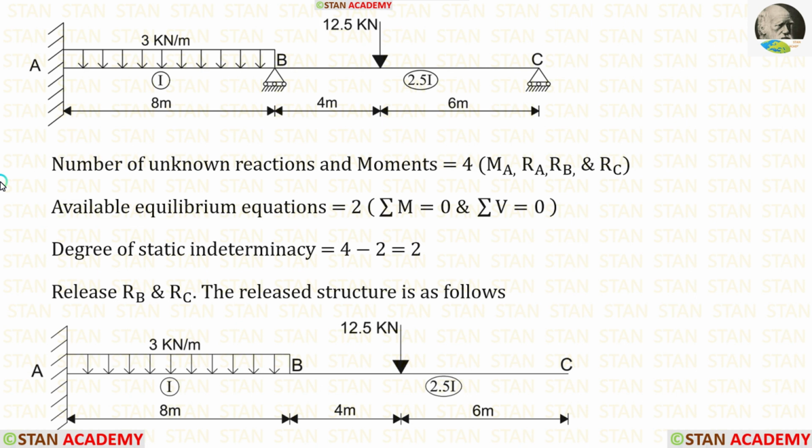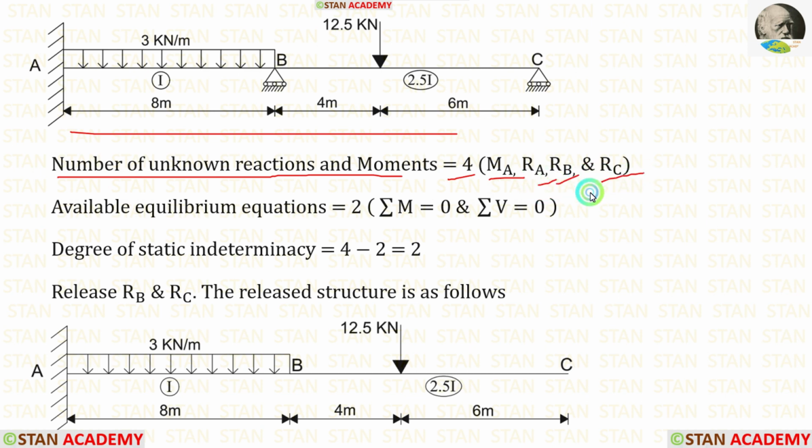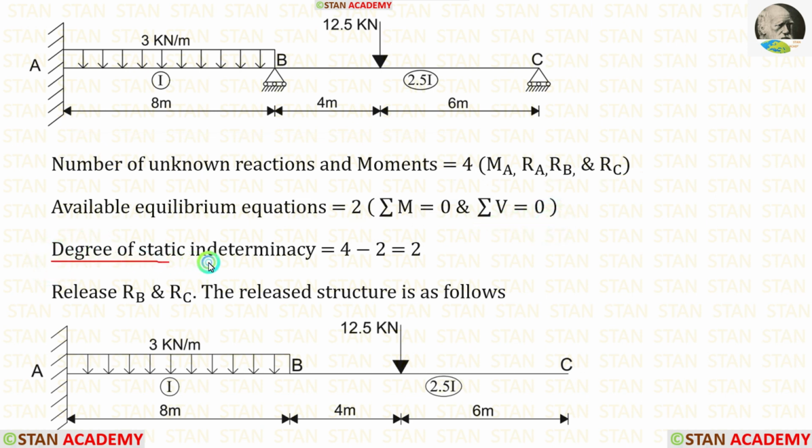Now, let us find the static indeterminacy of the structure. In this beam, the number of unknown reactions and moments are 4. They are MA, RA, RB and RC. The available equilibrium equations are 2: sigma M is equal to 0 and sigma V is equal to 0. So the degree of static indeterminacy is equal to 4 minus 2. We will get 2. We know that the support B is sinking.